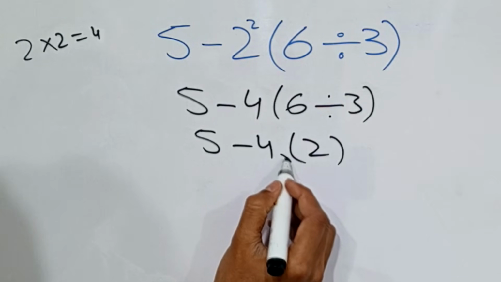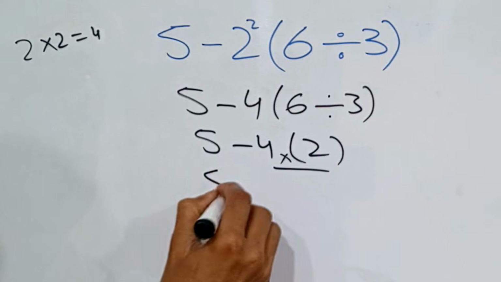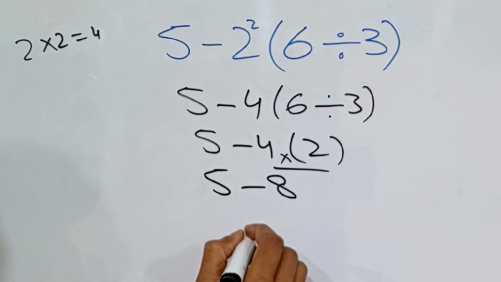Now here is multiply. So multiply first, right? So 5 minus 4 times 2 equals 8 and 5 minus 8 equals minus 3.